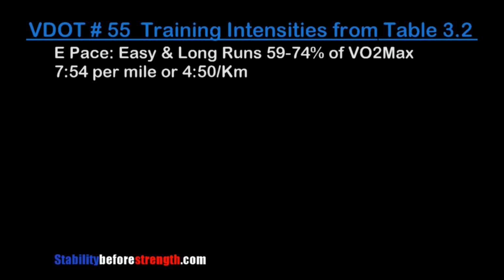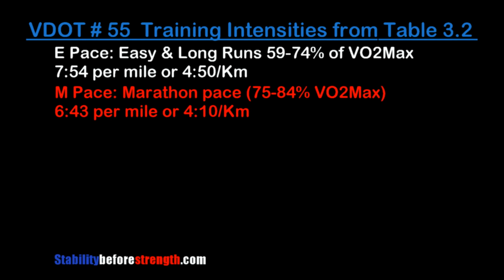Now VDOT number 55 gives me the following training intensities from table 3.2, which will be next. E-pace is known as easy and long runs. It's between 59 and 74% of VO2 max. It gives me around 7:54 a mile. Now M-pace, or marathon pace, is about 75 to 84% of VO2 max and about 6:43 a mile.